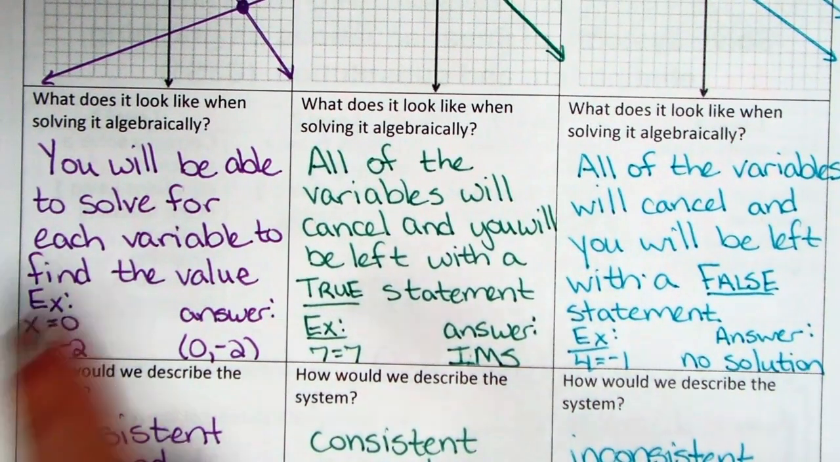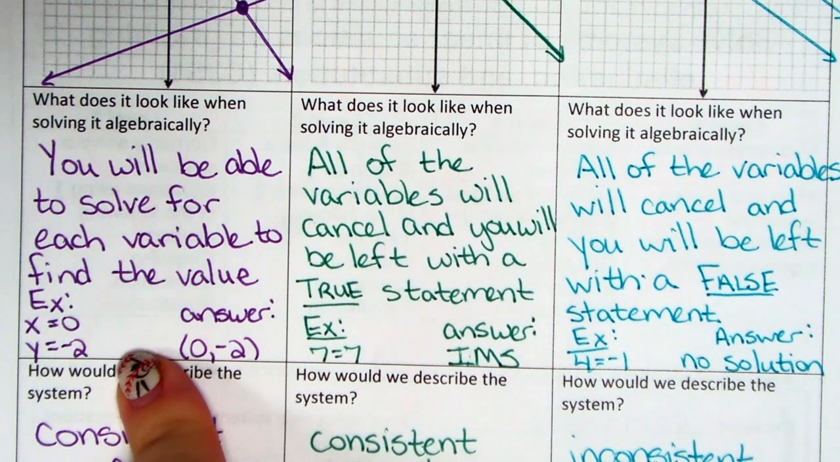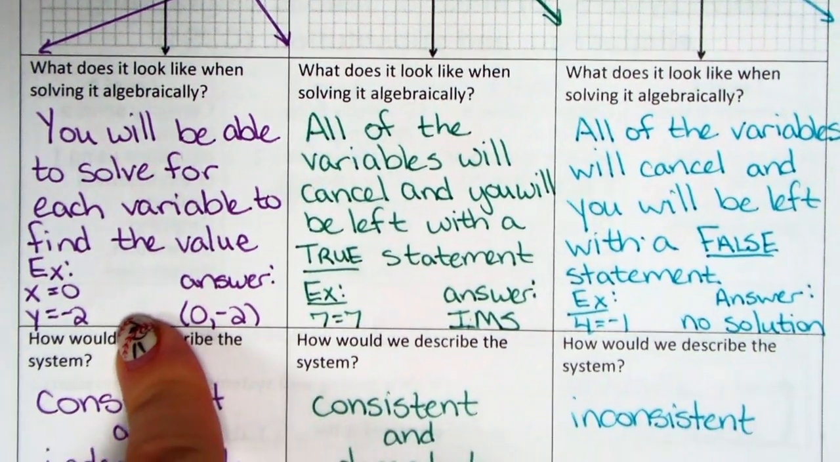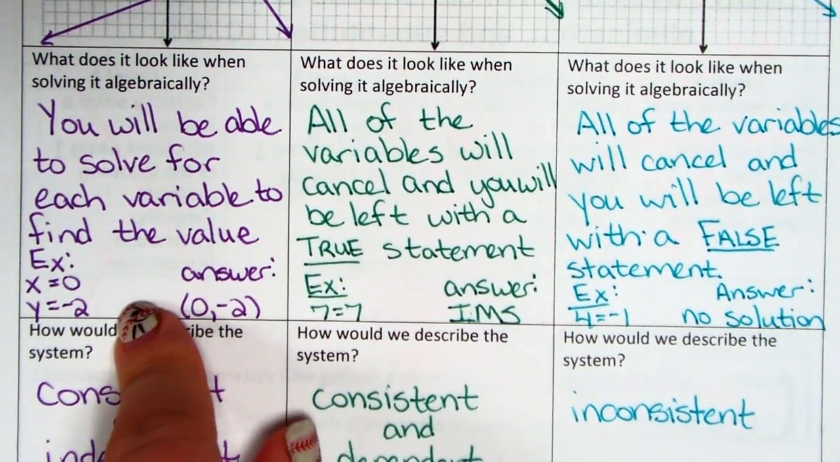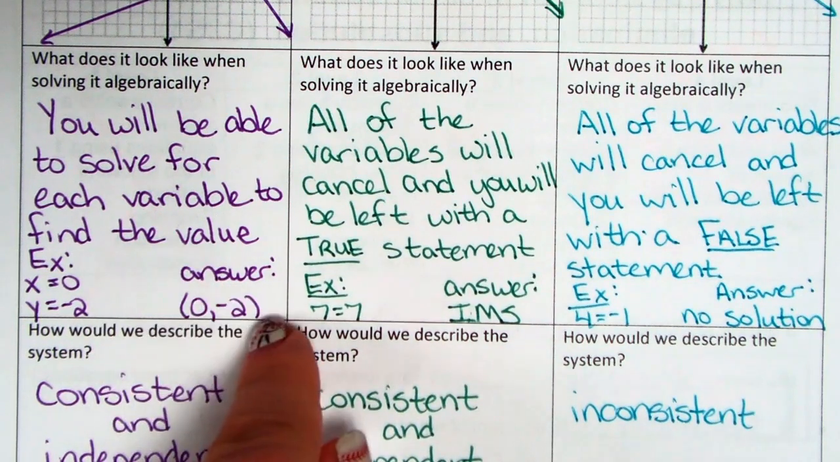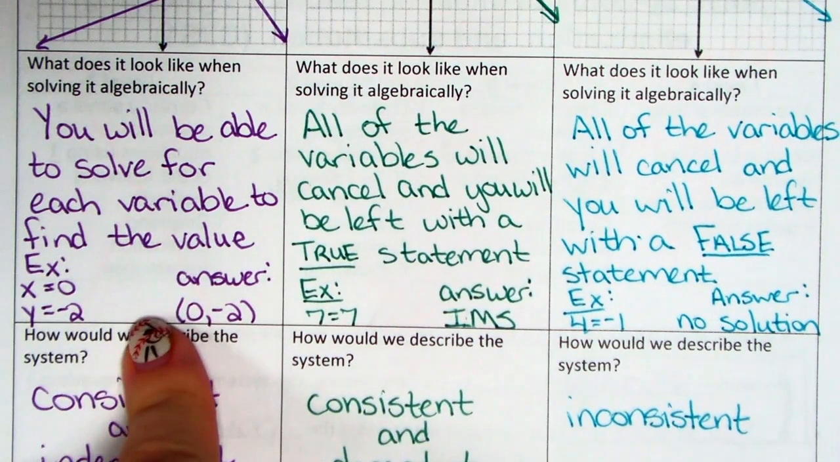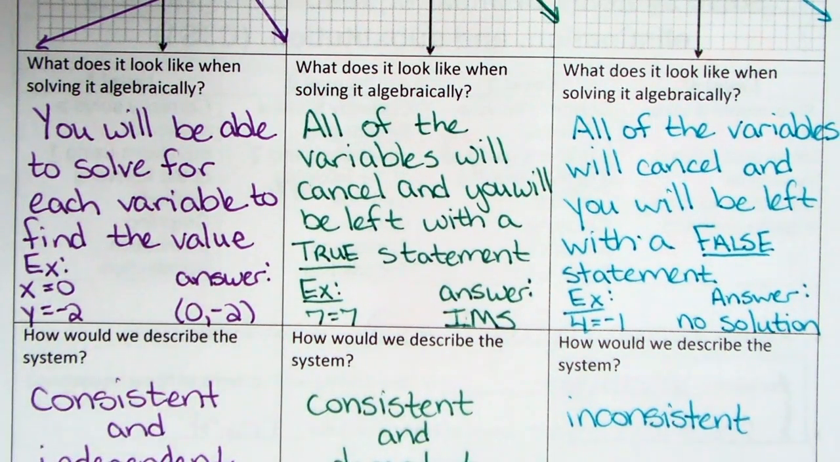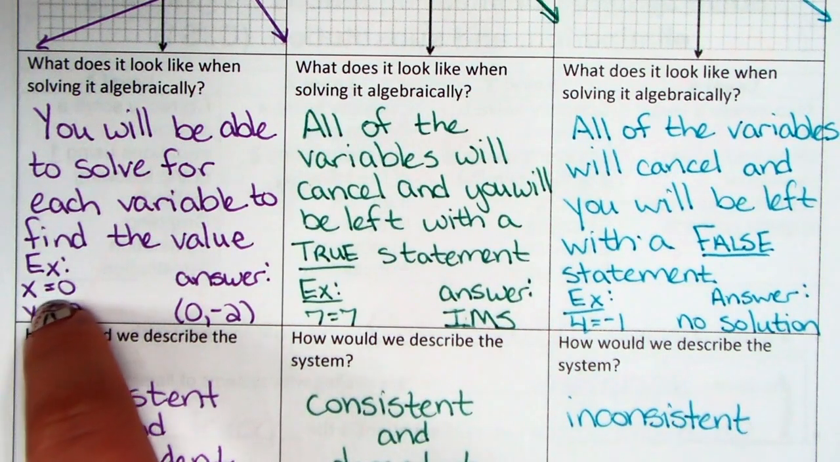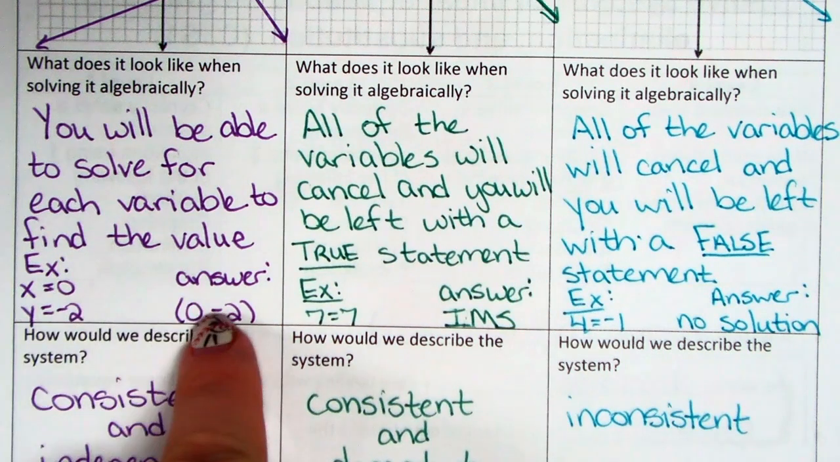So one solution is what was in this first column, and that's an example of what we just did as well. When you're solving them algebraically, which substitution and then in the next video elimination are both algebraic methods, you will be able to solve for each individual variable. So we got x equals something, we got y equals something. But notice we took our answer and we rewrote it as a point. That is very, very, very important.